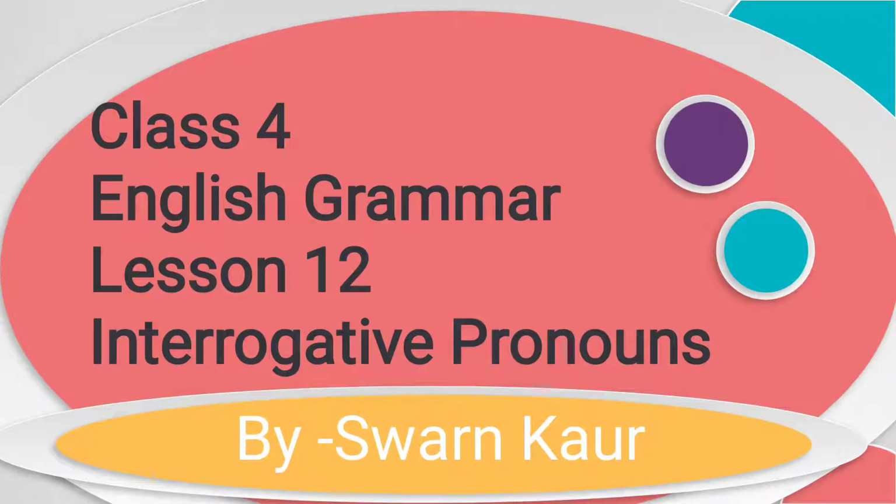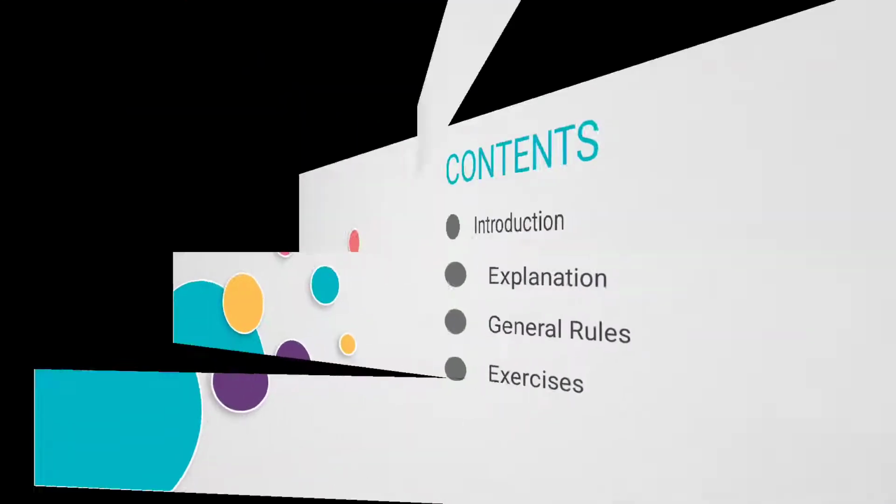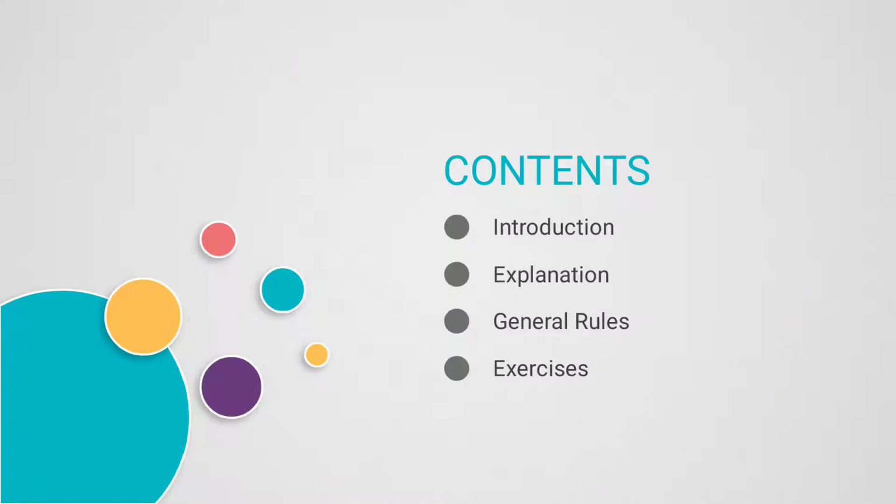Students, this is the video for class 4 English Grammar lesson number 12, and the topic is interrogative pronouns. In this video, first we will discuss the meaning of interrogative pronouns. Then we will discuss the general rules and then we will solve the exercises. So students, open chapter number 12, page number 56. Let us start today's class.